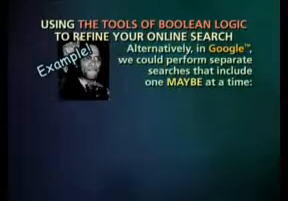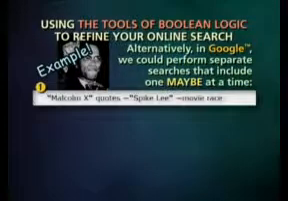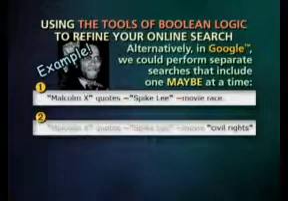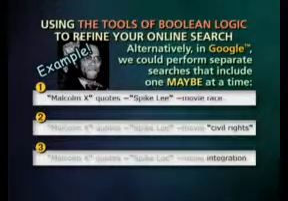Now, alternatively, we could perform separate searches that include one maybe at a time. For example, we could start by searching for "Malcolm X" quotes, minus "Spike Lee", minus movie, race. And then perform additional searches for the same string but replacing race with "civil rights", and then the same string but replacing "civil rights" with integration.